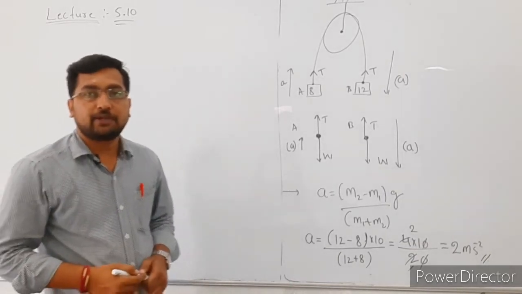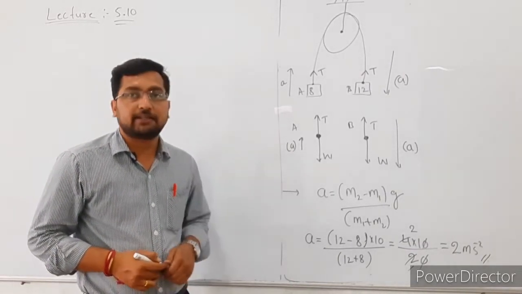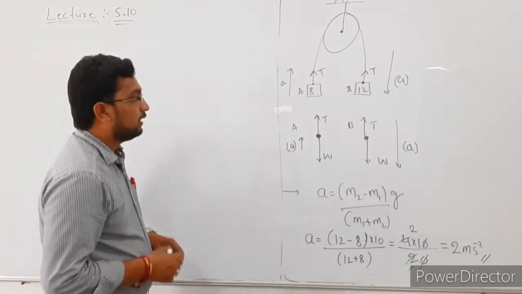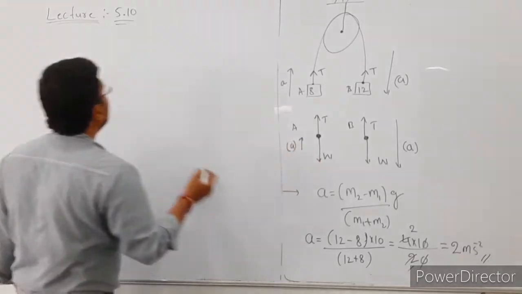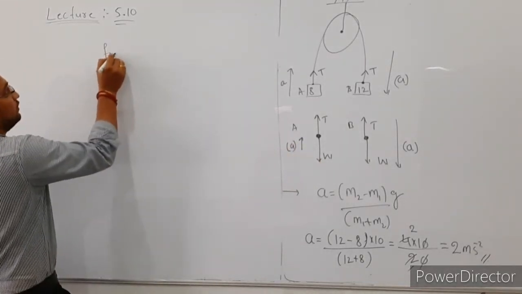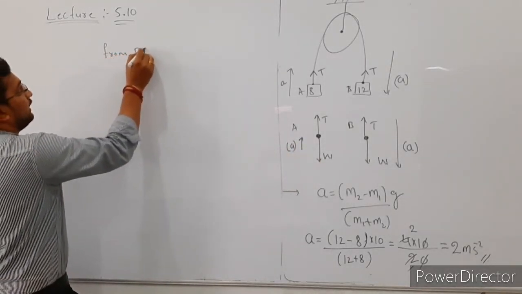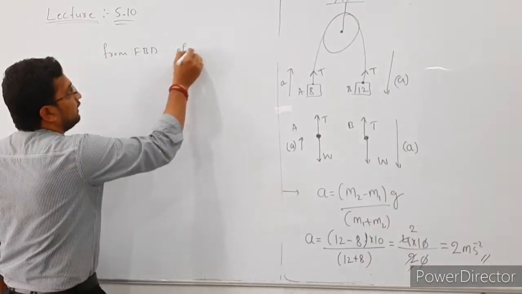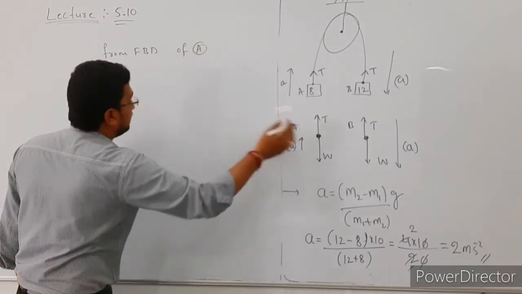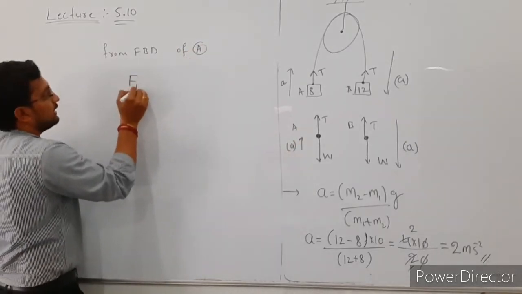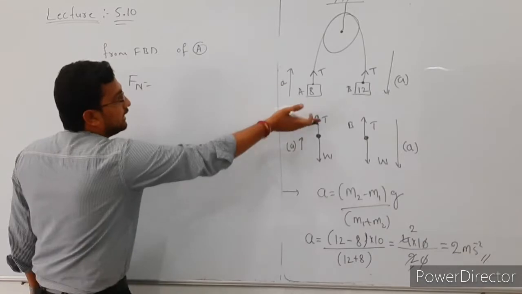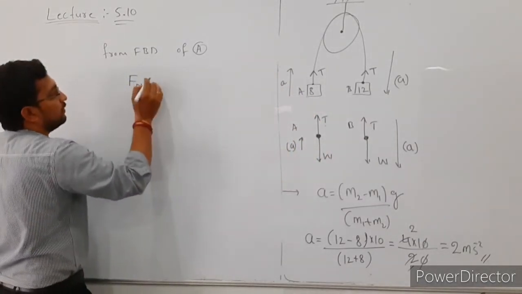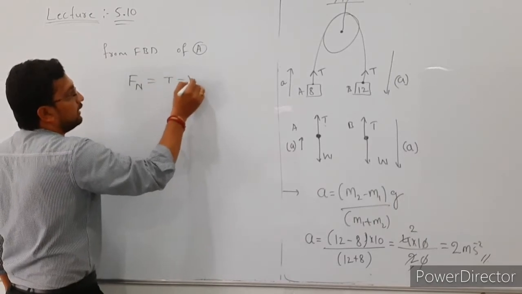Okay, so next we are going to determine the tension inside the string. From the free body diagram of A, the first body, the net force acting on this system: this body is moving in the upward direction, which means the tension is more compared to the weight. So the net force is equal to tension minus weight.